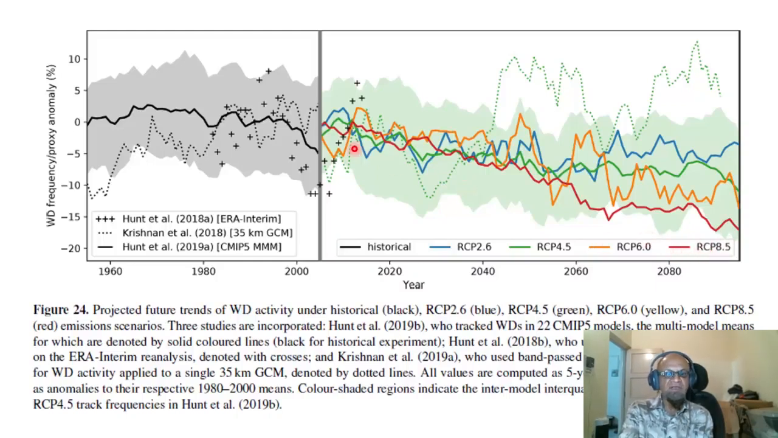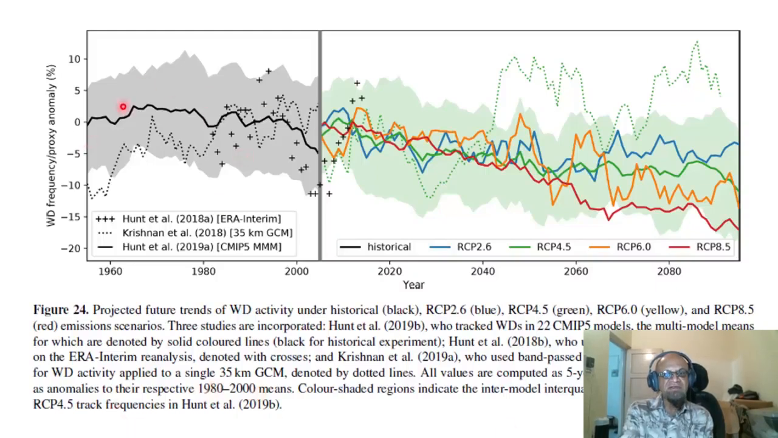But you can see the trend here in terms of WD frequency per proxy anomaly, or proxy anomaly percentage. The range is quite large, but all of them show a declining trend in WD frequency, except this one here, the dotted line. Color shaded regions indicate the interquartile ranges for the historical and RCP 4.5 track frequency.